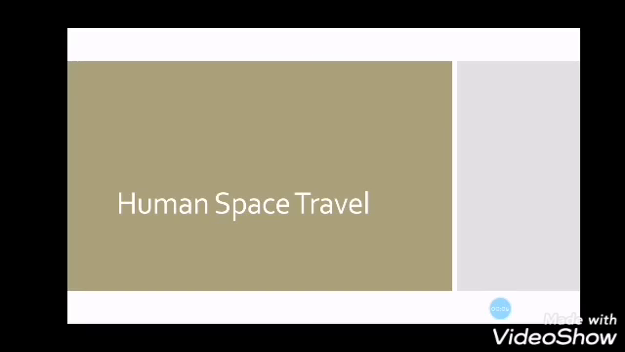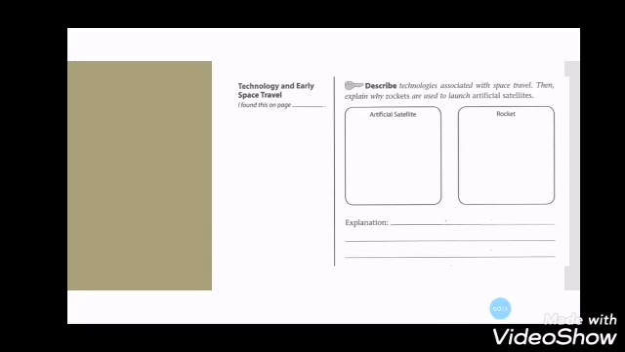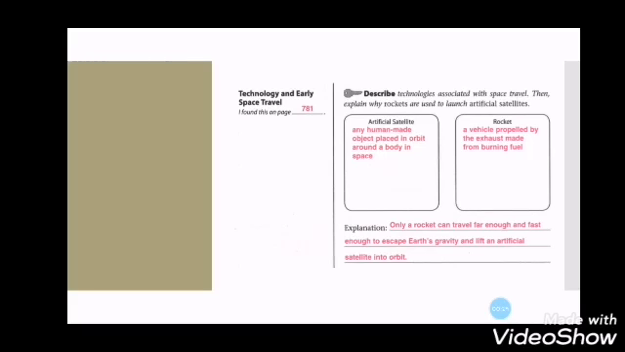Hi, grade 7. We are in chapter 21, lesson 3, human space travel. We are going to do the workbook exercises, page 221, 222, and 223. So the first one, we have to describe technologies associated with space travel, then explain why rockets are used to launch artificial satellites. The answers are on page 781.